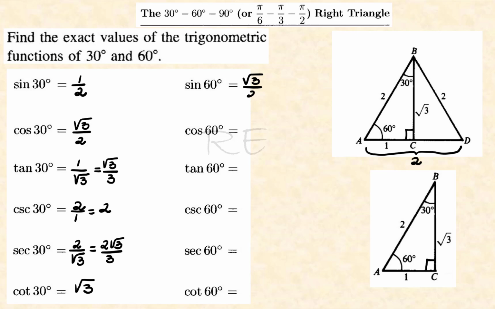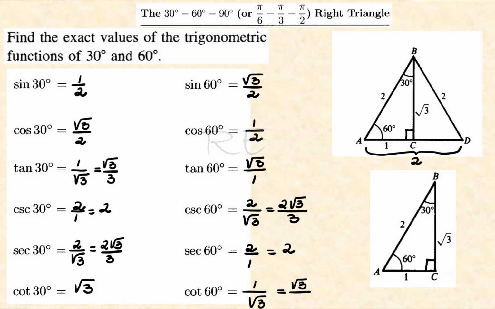Sine 60 is square root of 3 over 2. Cosine 60 is 1/2. Tangent 60 is square root of 3 over 1, which is square root of 3. Cosecant 60 is 2 over square root of 3, which is 2 square root of 3 over 3. Secant 60 is 2 over 1, which is 2. And cotangent 60 is 1 over square root of 3, which is square root of 3 over 3.